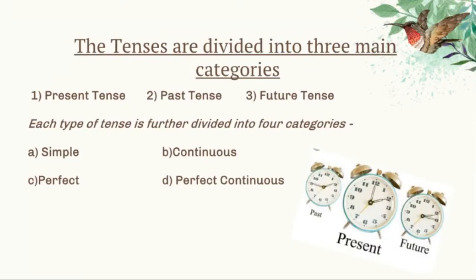Children, we divide tense into three broad categories: present, past, and future. Each type of tense is further divided as simple, continuous, perfect, and perfect continuous. In our today's class, we will study about perfect and perfect continuous in detail.